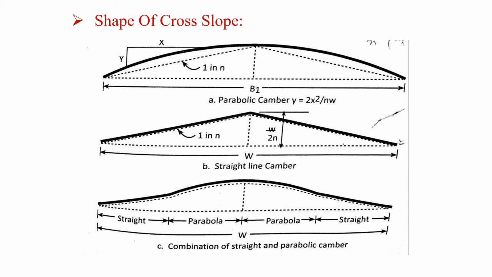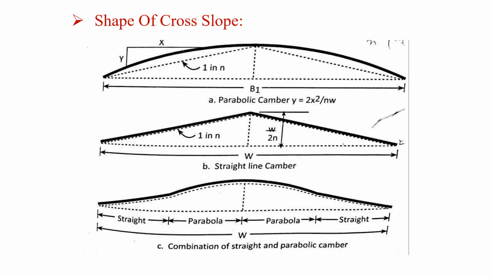The parabolic camber consists of a continuous curve of either parabolic or elliptical shape. Such a shape of camber gives a flat profile at the middle and a steep profile towards the edges. This shape of camber is preferred for fast moving vehicles.